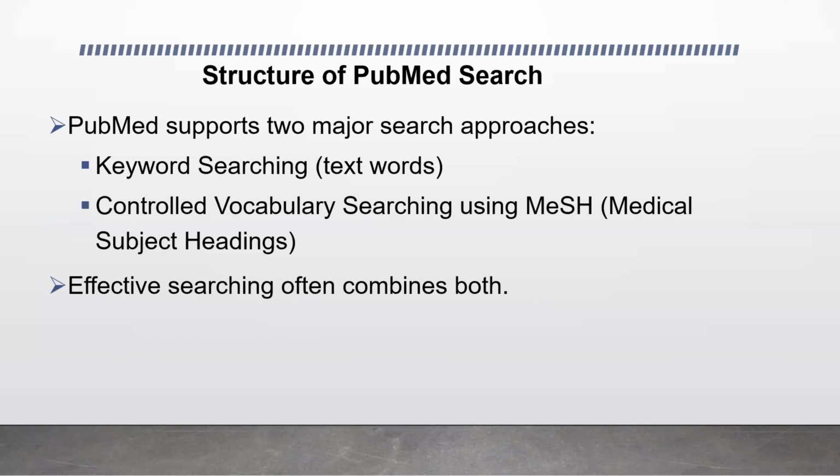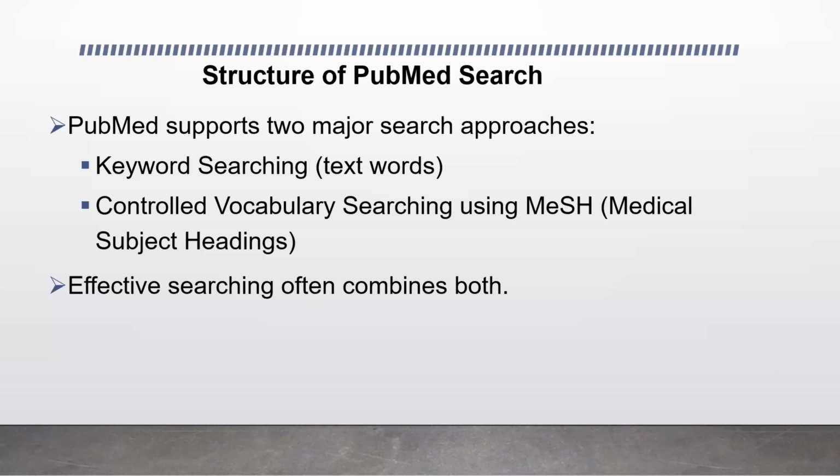So now let's look at the structure of PubMed search. PubMed supports two major search approaches. Number one, keyword searching, which we call free text searching. The second approach is called controlled vocabulary searching using MeSH. MeSH stands for Medical Subject Headings.